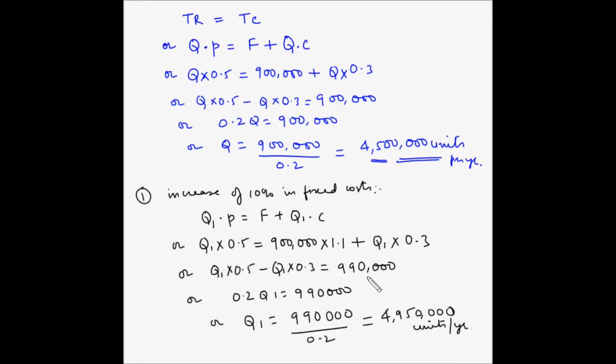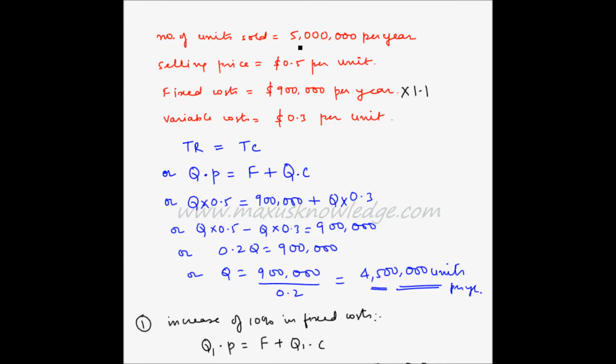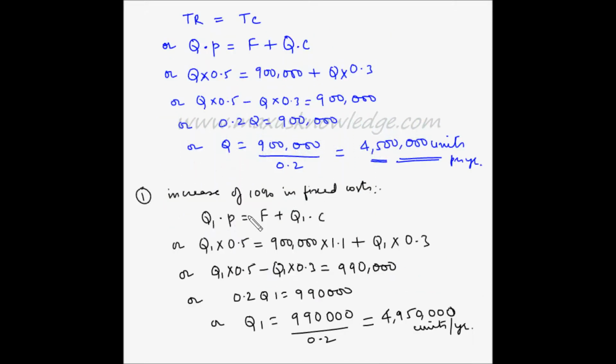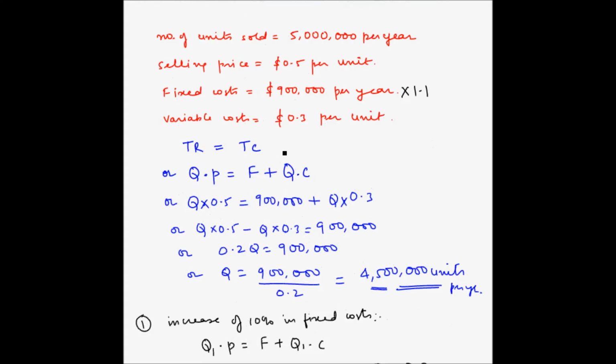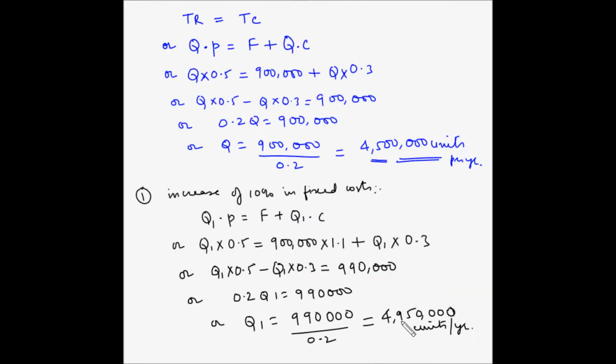So if the fixed cost increases, of course our cost is increasing, so we have to sell more in order to recover the additional cost. However, we are already selling 5 million units per year. So even if the fixed cost increases by 10%, Maxis Manufacturing is going to continue making profits because it is currently selling more than what would be needed in order to break even.